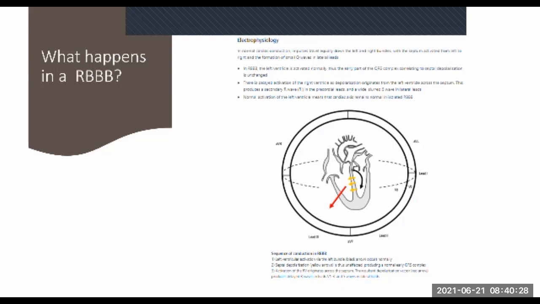What happens is electricity travels down that side, and then it's struggling to get across. That's why it produces the pattern. So the normal activation of the left ventricle means the cardiac axis remains normal in a right bundle branch block. And with right bundle branch block, a lot of the time it's an insignificant finding, especially when it's found on its own. It's not something you should spend a lot of time on. It depends on the overall picture that you're seeing with the patient.